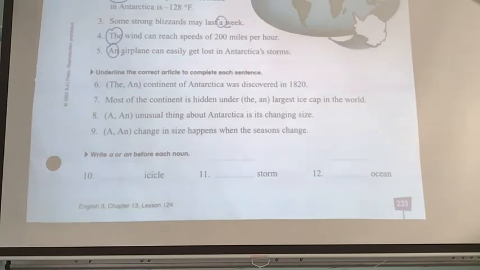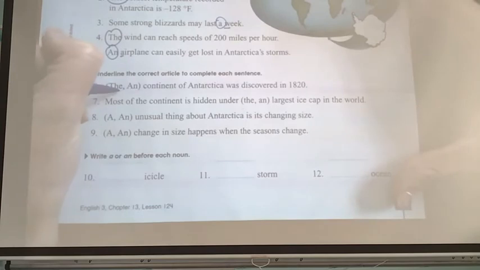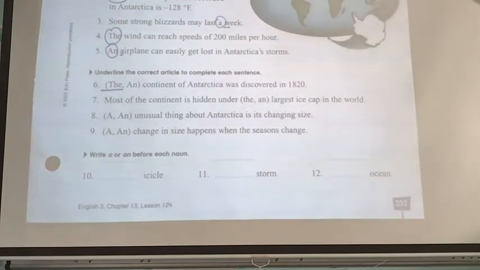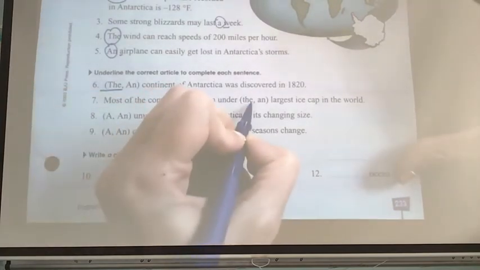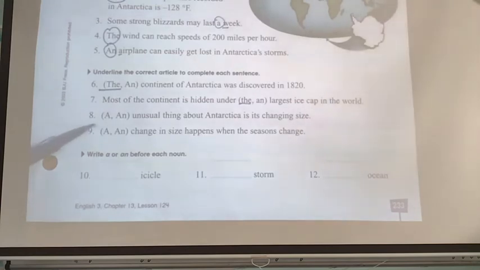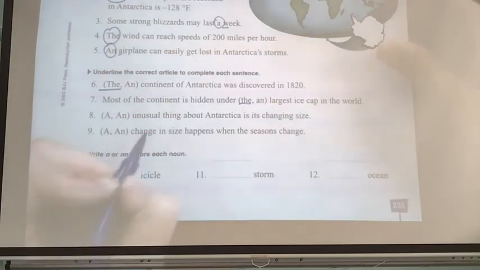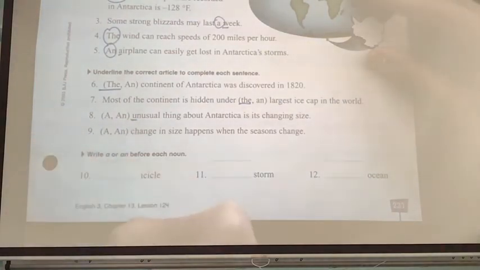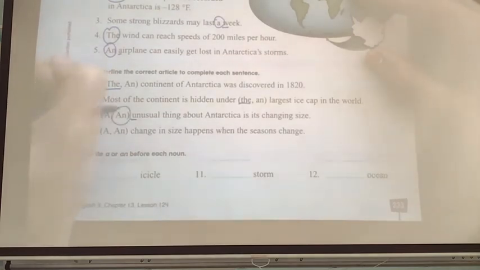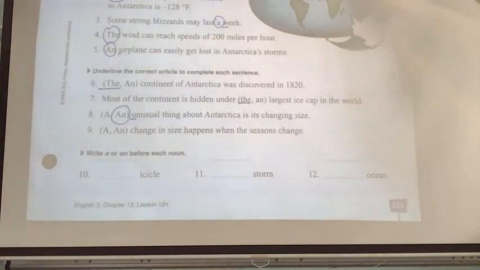All right, the next section says, underline the correct article to complete each sentence. So I have to decide, is it a, an, or the? The continent of Antarctica was discovered, or an continent? Told you, it sounds silly when it's wrong. The continent. Most of the continent is hidden under the largest ice cap in the world, or an largest, the largest. Okay, now we have a and an. So I'm looking for vowel or consonant. Blank unusual thing. So I have U. So that is a vowel. So I should say an unusual thing about Antarctica is it's changing size. Then my next one, I have a consonant, so I would say a change.